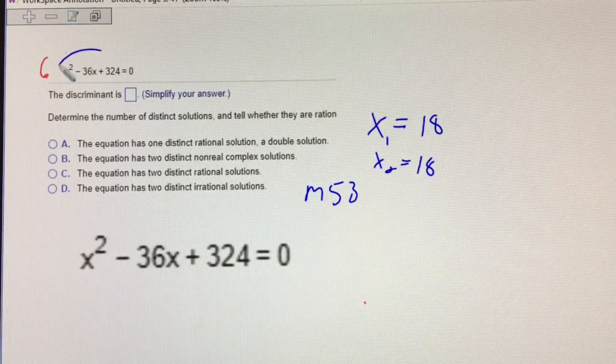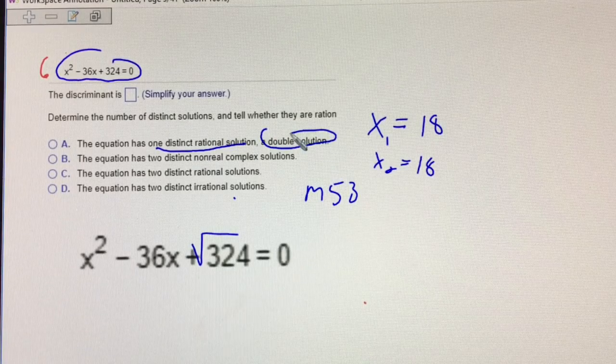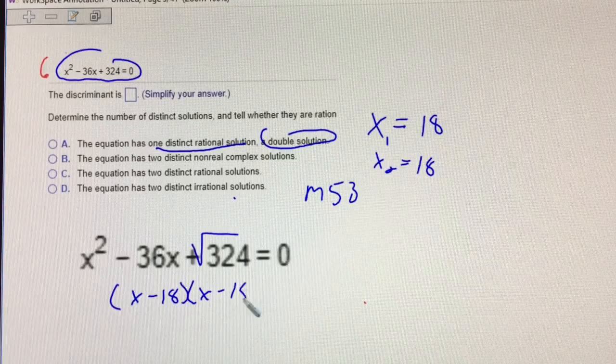And this is what we call a perfect square trinomial. Notice I can square root this back end here. So the equation has two real, distinct rational solutions. Now, it's actually one distinct rational solution, and that is a double solution. If I were to factor it, it would give me x minus 18 times x minus 18. That's my one double rational solution.